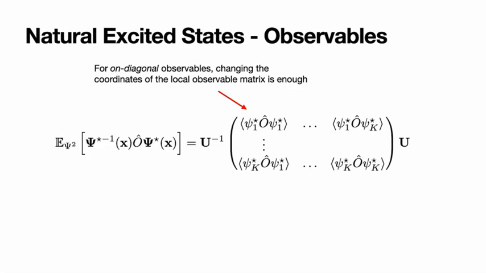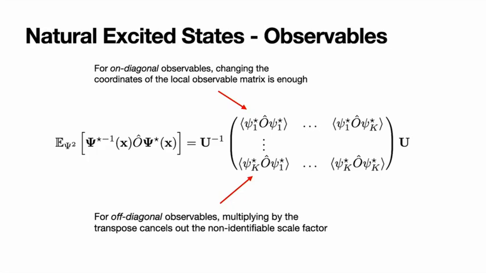For on-diagonal observables, that's enough. If you care about, say, transitions between excited states, you might want to compute, say, transition dipole moments. And then for off-diagonals, you have to multiply this matrix by its transpose for various reasons. That means you can recover this up to a sign factor, but the sign factor isn't physical anyway.